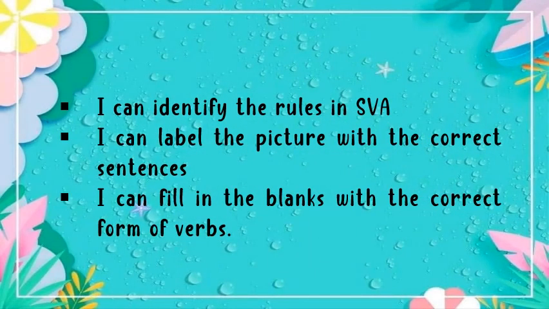So, kita tengok balik pada success criteria. So, 1, we do together. We identify the rules in SVA together. And number 2, I can label the picture is related to the first exercise. Success criteria number 3 is related to the second exercise. Ini yang objective question tadi. This one yang label the picture tu.